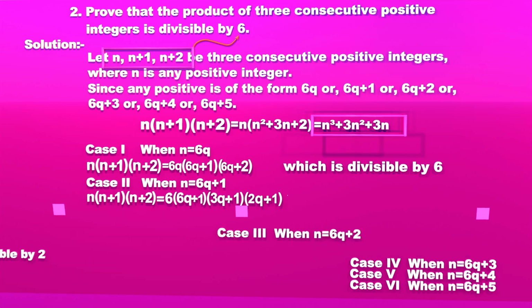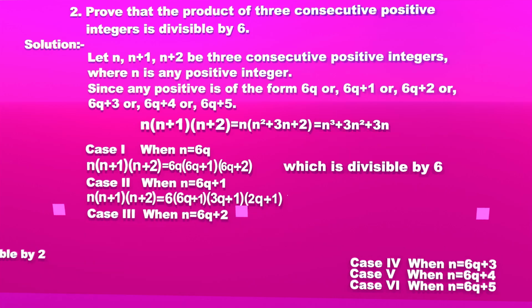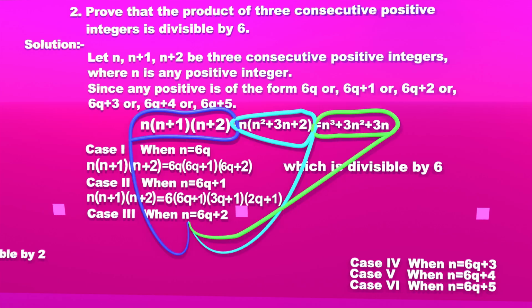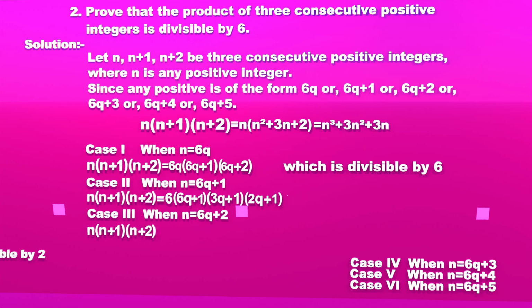Let's see case 3. This time n is equal to 6q plus 2. We can put the value of n in the first equation. Also we can put n in any of these equations and we will get our answer. But the first equation will give the result sooner than the other two equations. That's why we will take it. Now we can write 6q plus 2 in place of n. n is in the multiplication form.